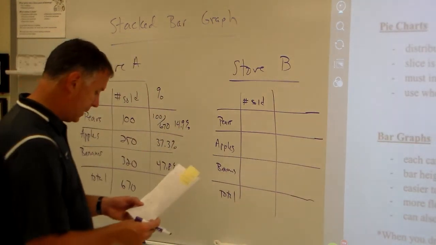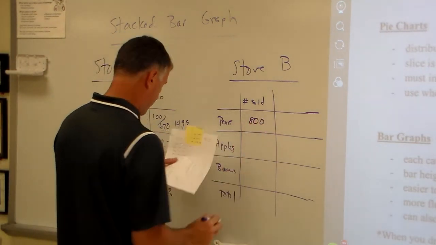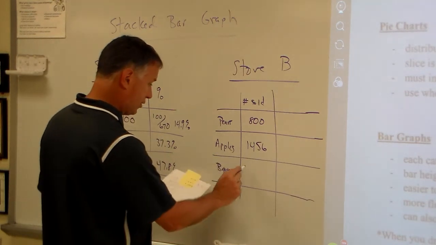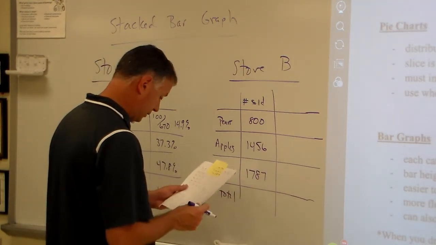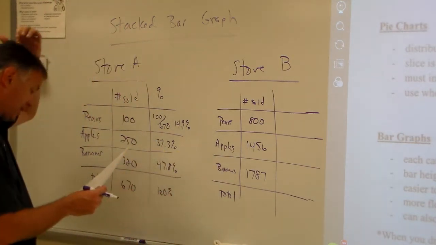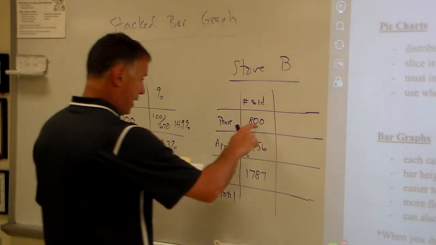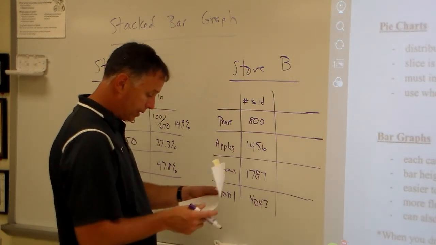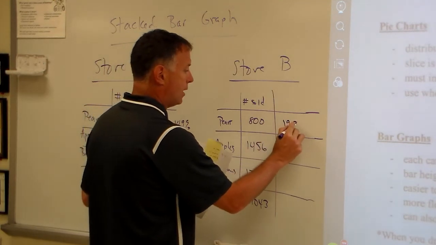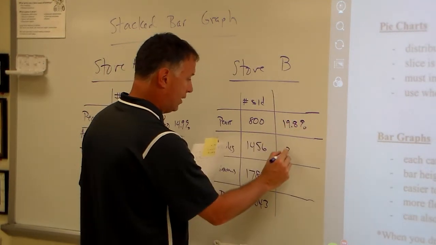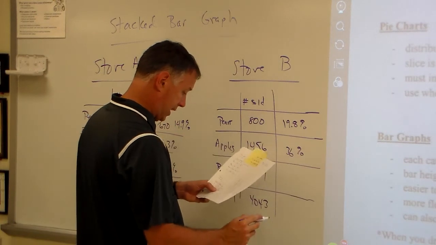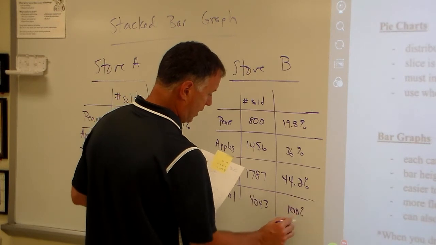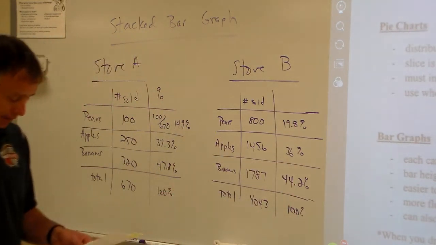And then at this store, there's 800, and then there's 1,456, and then there's 1,787. Wow, look at the amount of fruit that they sell here. My total here is going to be 4,043. And so I've got 19.8%, and I've got 36%, and I've got 44.2%. And that again has to add to 100. Sometimes when you round, it might not be exact.